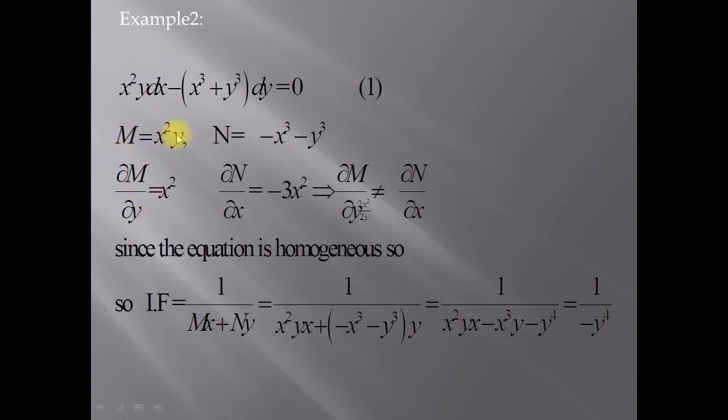Now taking the partial derivative of M with respect to y, the derivative with respect to y is 1 and x square. So the derivative of the M function with respect to y is x square. And for the derivative of the N function with respect to x, the term y cube is treated as a constant, and by using the power rule, the derivative of minus x cube with respect to x is minus 3x square. Dear student, note that in this case these two partial derivatives are not equal, so this given differential equation is non-exact.